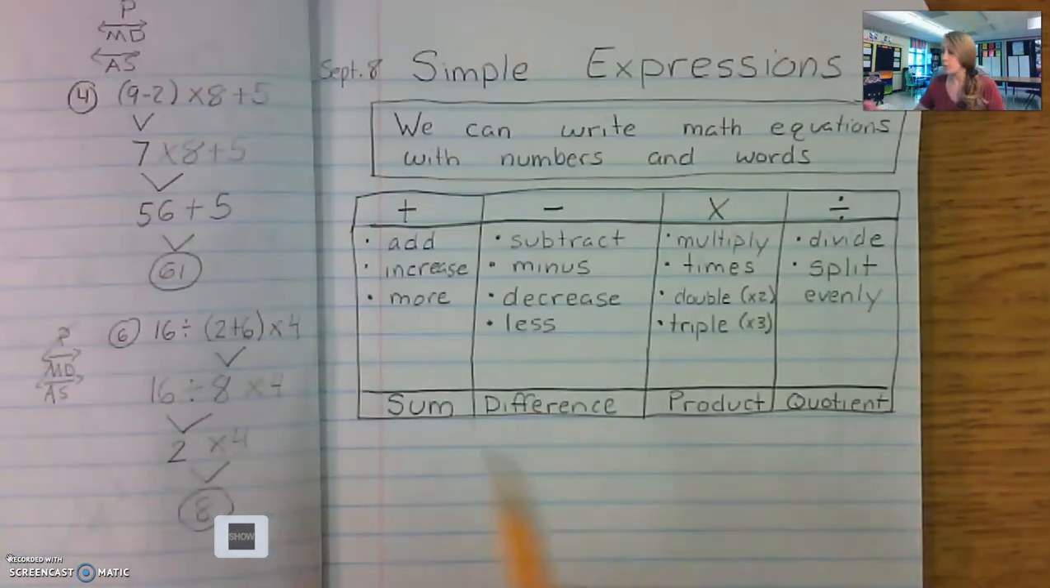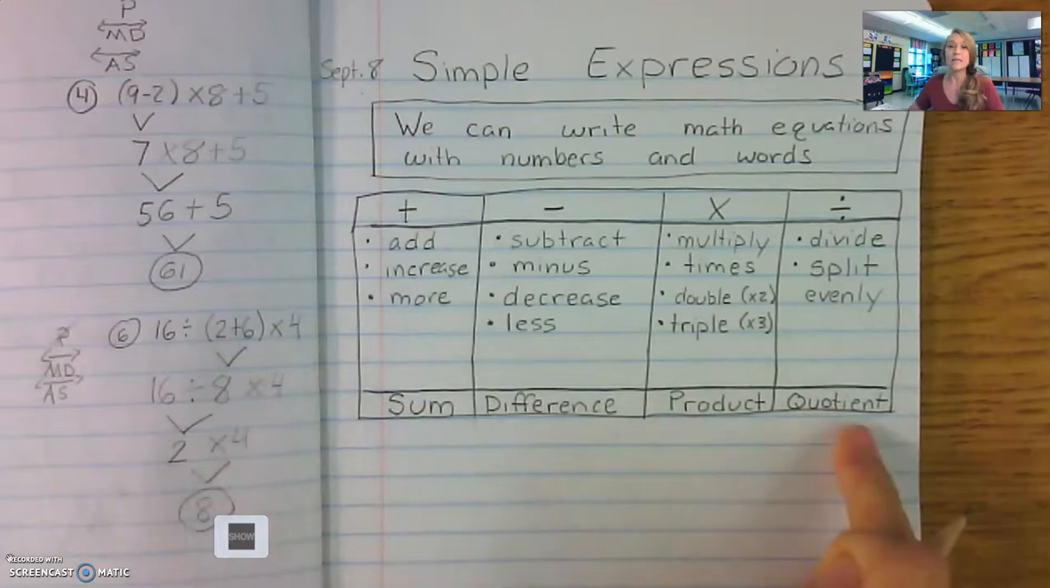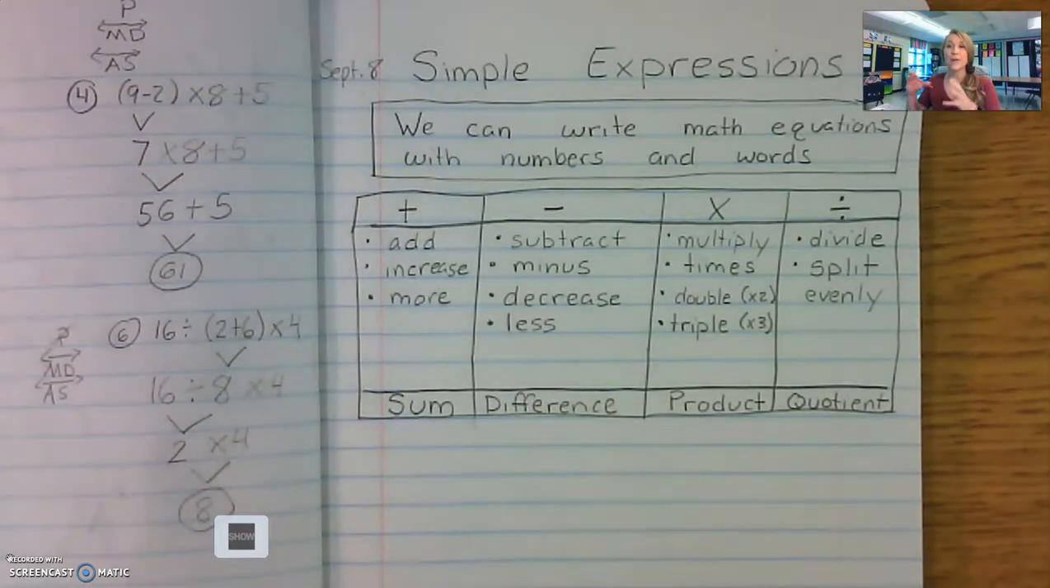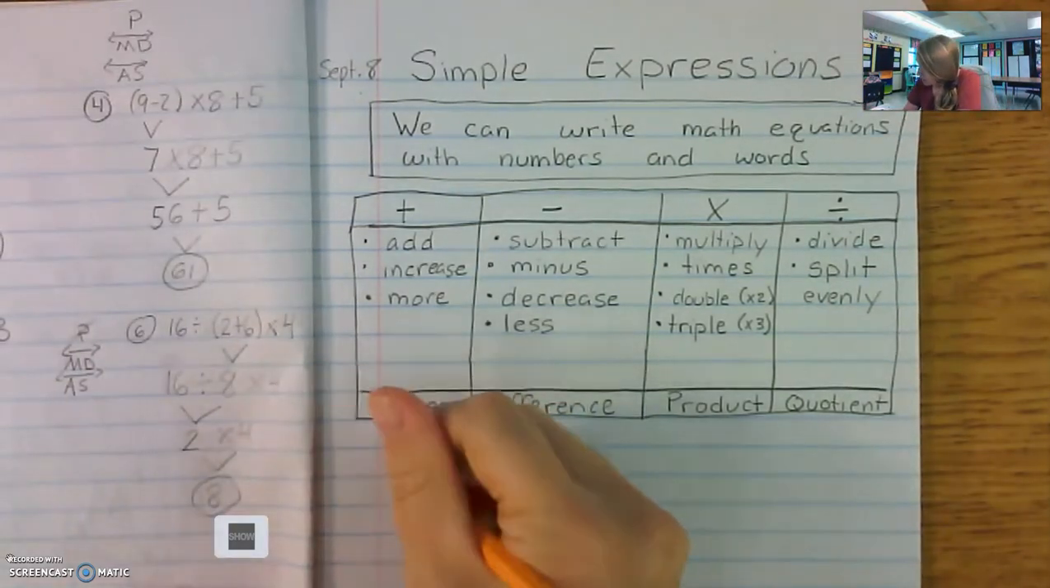Now, the reason why we section those out as being just a little bit more important is because when we see these words, it tells us we have to solve this part of the equation first. And so when we're writing it out in numbers, we're going to put parentheses around it. So let's draw a little arrow.